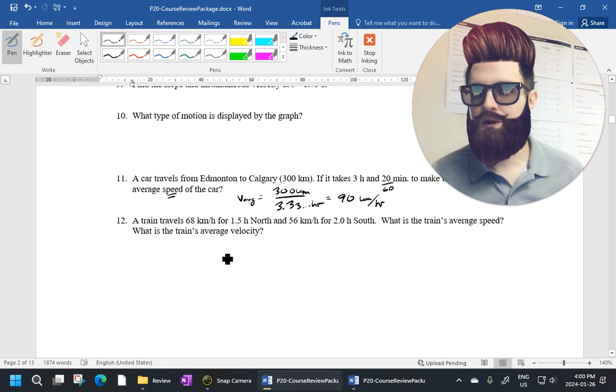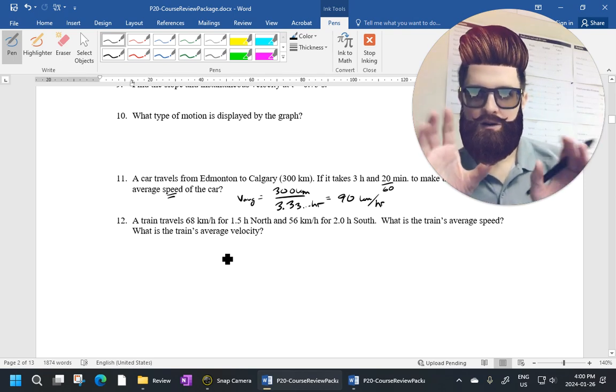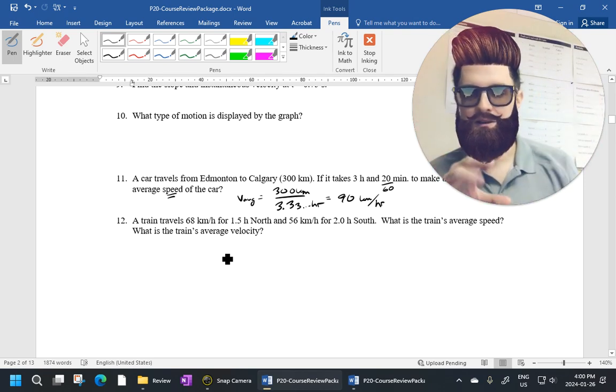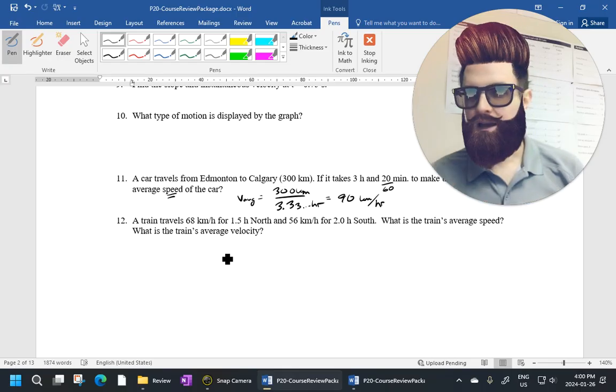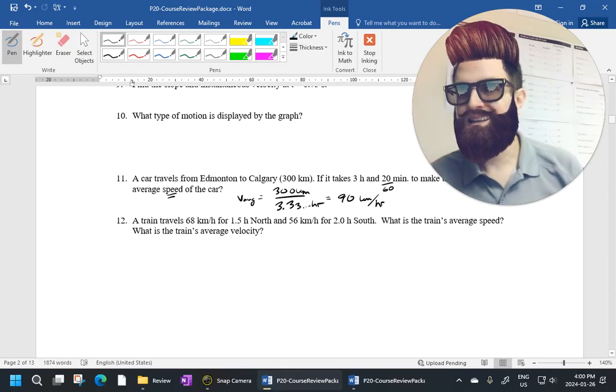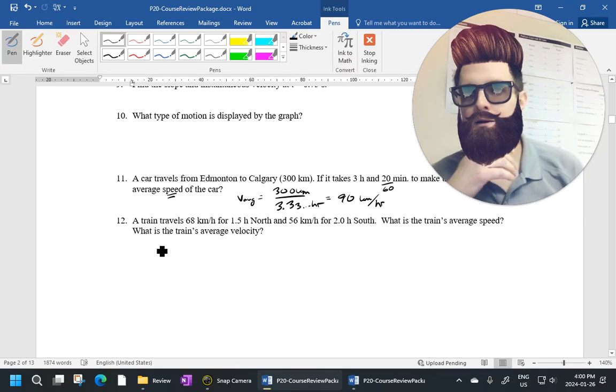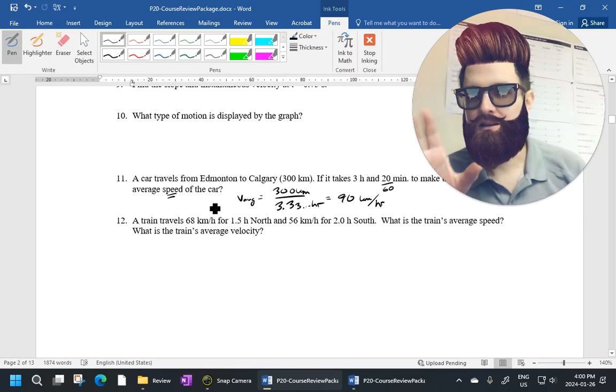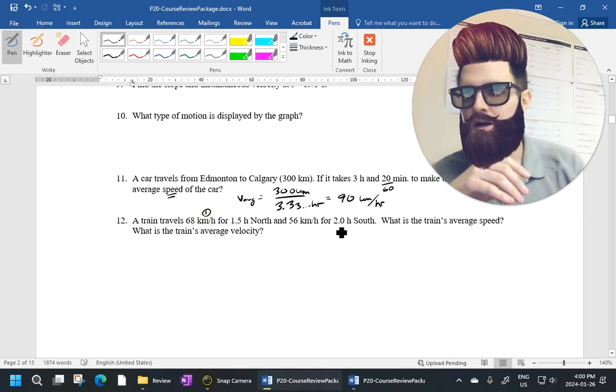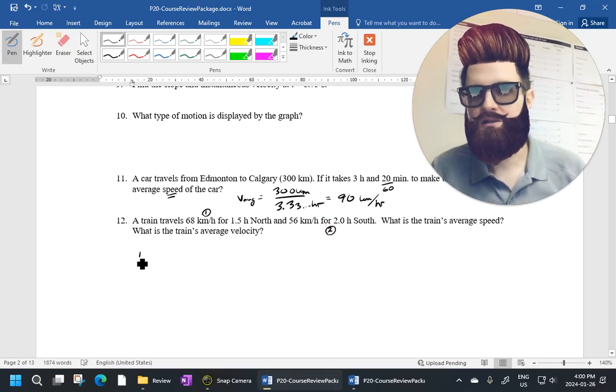Okay, the next one here, I like this one because it's asking for the speed and the velocity, but we have 2 sections of travel here. One part's going north, one part's going south. So if I want to find that average speed or average velocity, I need to find the total displacement and the total distance. So what I'm going to have to do here is break it into the 2 parts. We got part 1 here, and then we got part 2. I've got to figure out how far they traveled in each section.